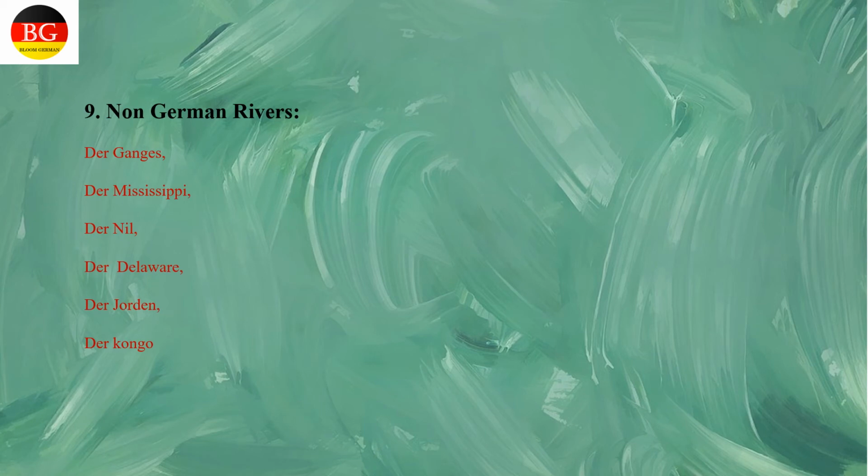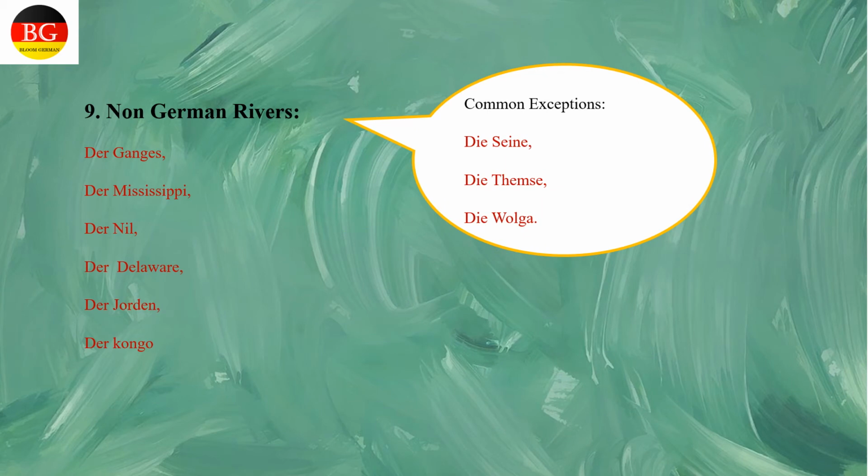Non-German rivers are also masculine. For example, der Ganges, der Mississippi, der Nil, der Delaware, der Jordan, der Kongo. Exceptions for this: die Seine, die Themse, die Wolga.